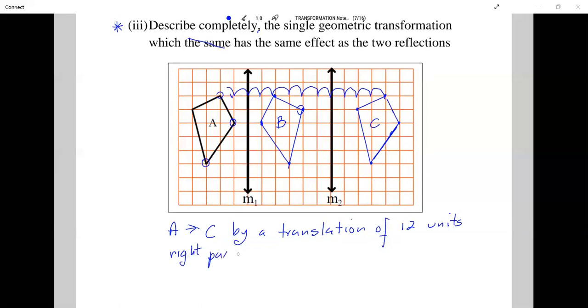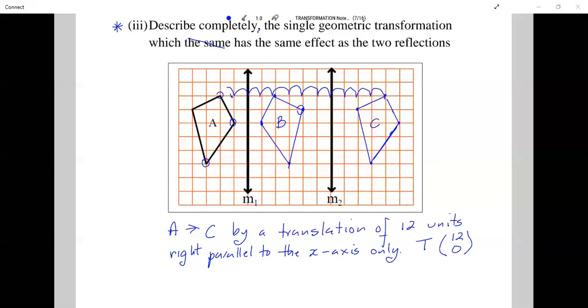Parallel to the x-axis only, right? So in other words, the two reflections in the lines M1 and M2 could be replaced by what? A single what? Transformation, which is a translation of 12 units to the right only. The translation is actually T, which is what? 12, 0. Which is what? 12 units to the right only.